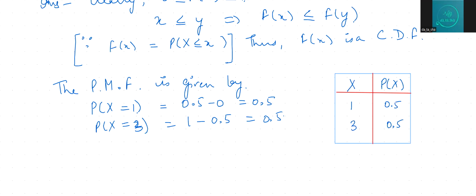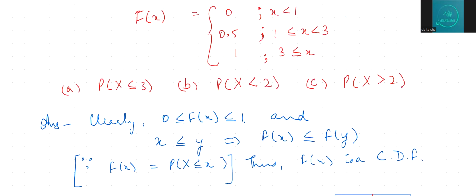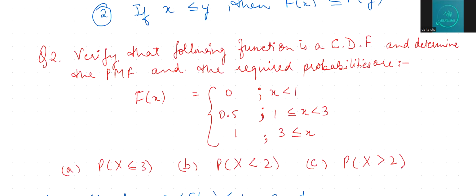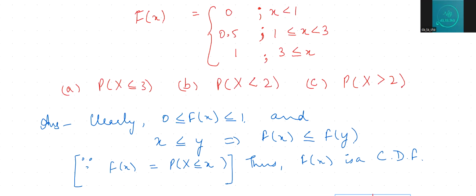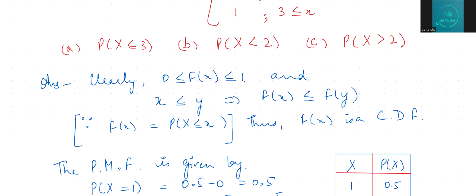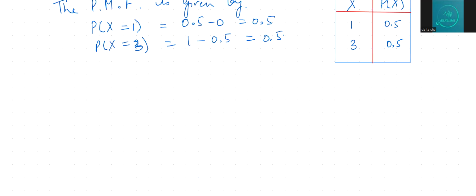Now we have found the PMF. We have verified that it is a CDF. Now we need to find these three parts, so let us consider them one by one. In the first part, we need to find P of X less than or equal to 3. According to the CDF, this is F of 3. So F of 3 is 1, as we can see in the question.